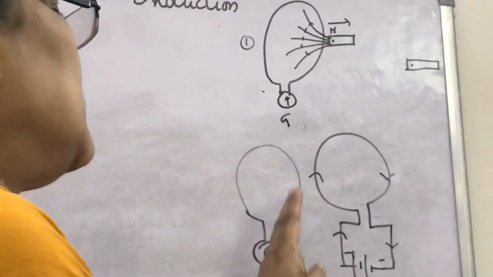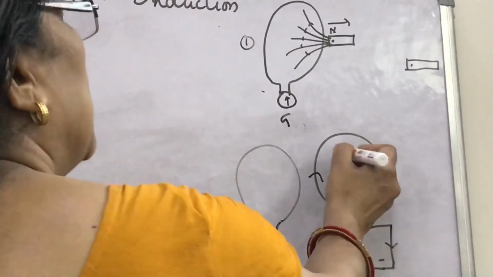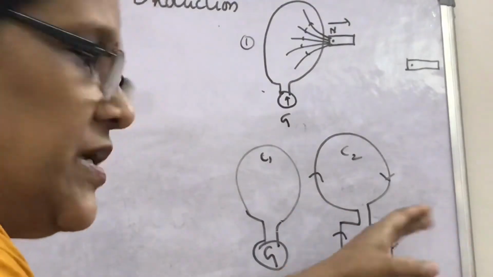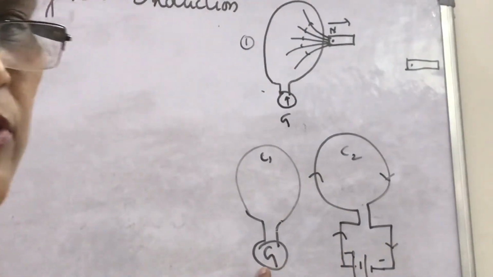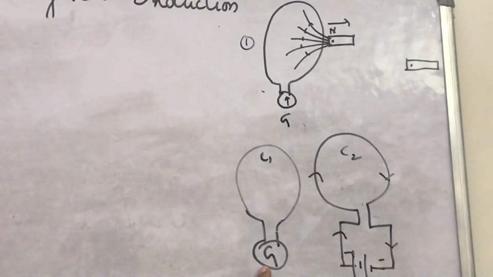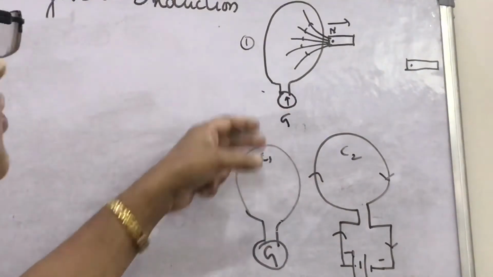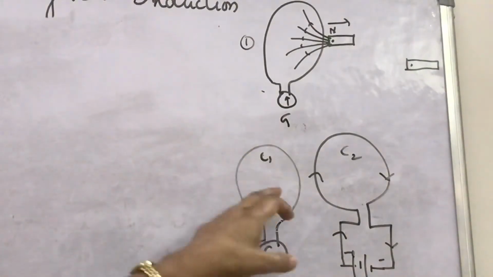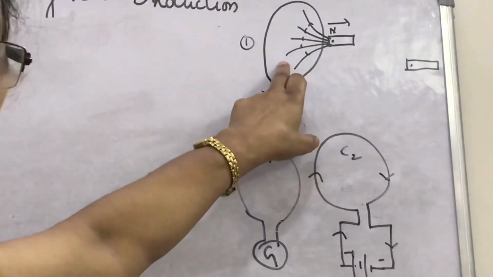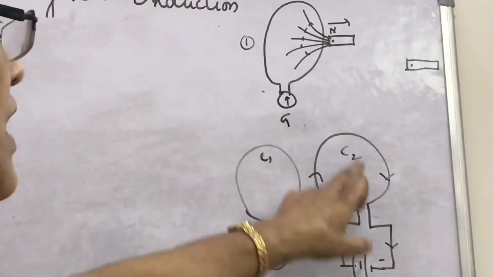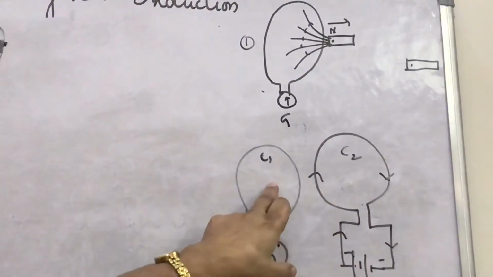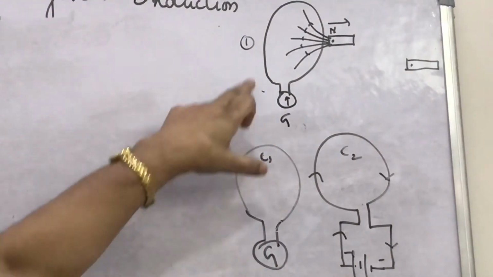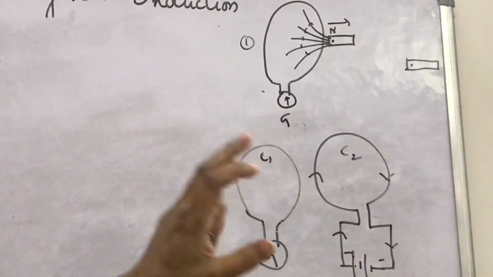When this coil number 2, suppose I call it C2 and this one C1, when C2 is taken away, the deflection is observed in the galvanometer, but in the opposite direction. So in these two experiments, we have seen that if there is relative motion between the bar magnet and the conducting loop, or this current carrying coil and the conducting loop, induced current is produced in the conducting loop.